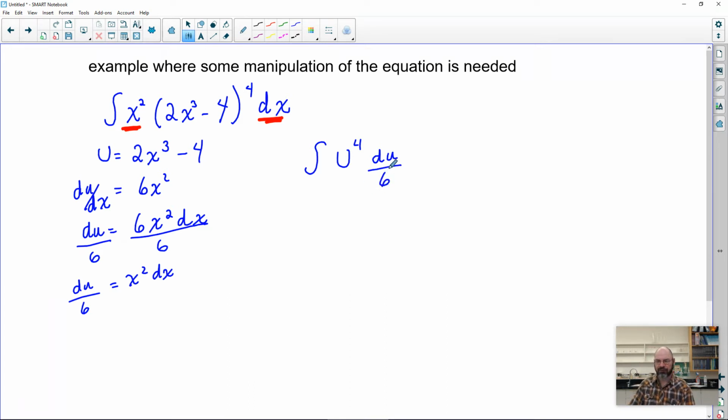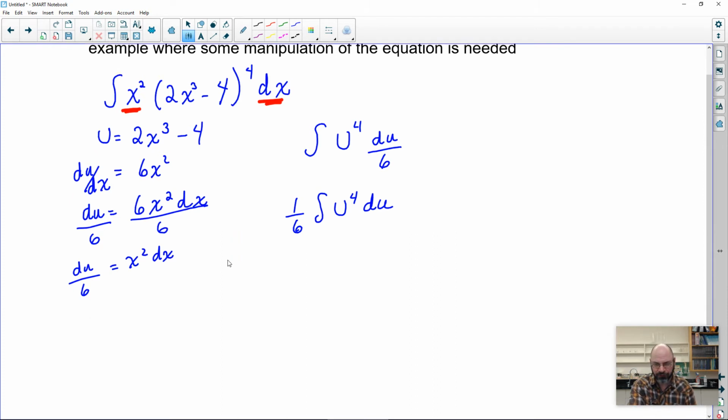Okay, now we want to get this common number out so we can bring it out front, because this is all multiplying inside. If we bring a divide by 6 out front, it's 1/6. So we can write this as 1/6 the integral of u to the 4th du. And there we have something we can integrate now. We've gotten to the point where we can use the power rule for integration.